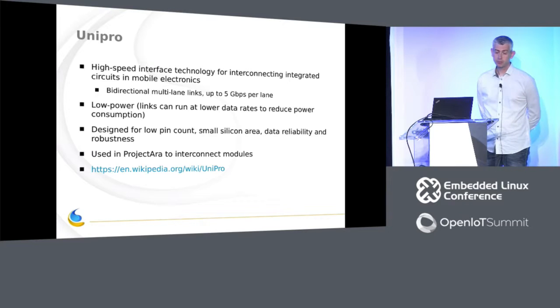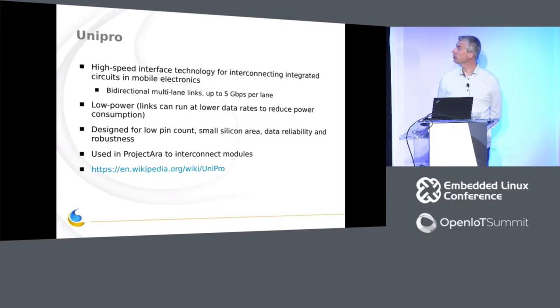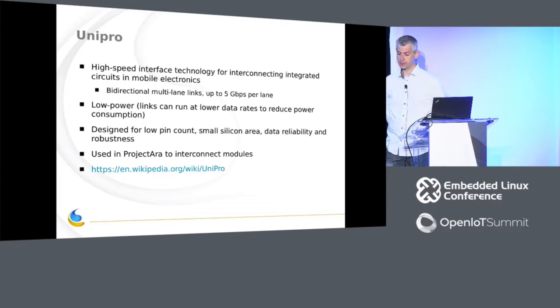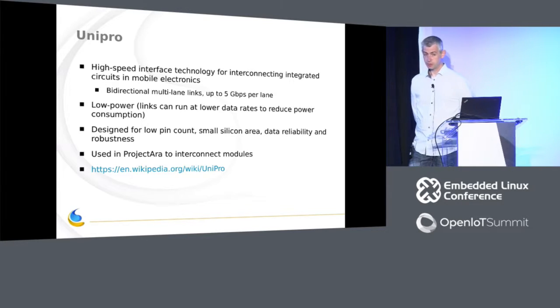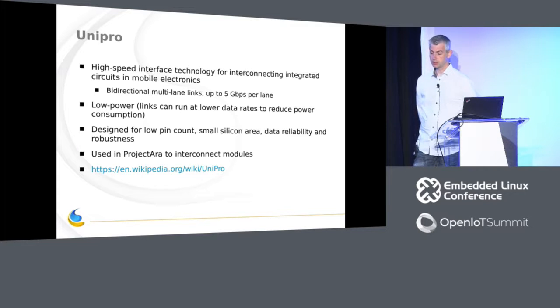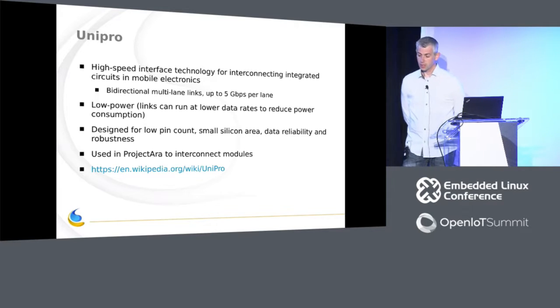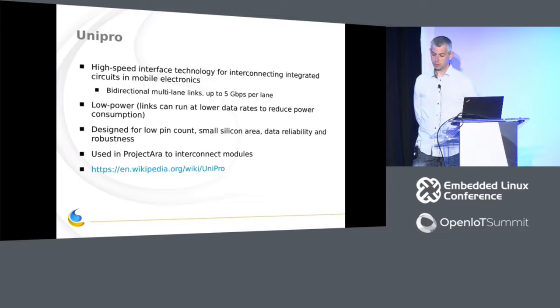So a few words about UniPro. UniPro is the name of the high-speed interface technology that we use to interconnect all the integrated circuits on ARA. So it's a bidirectional high-speed connection. It supports multi-lanes, and it can go up to 5 gigabits per second per lane. So this is a very, very fast interface. It is obviously low power because that's what we need for mobile devices. And what's interesting is that the speed of the UniPro links can be dynamically changed to balance power over performances.